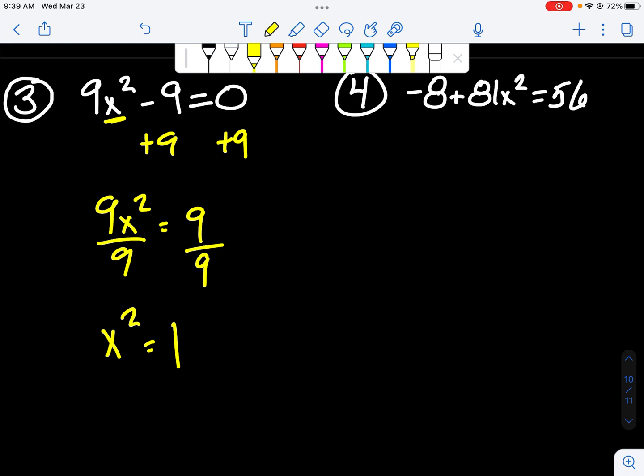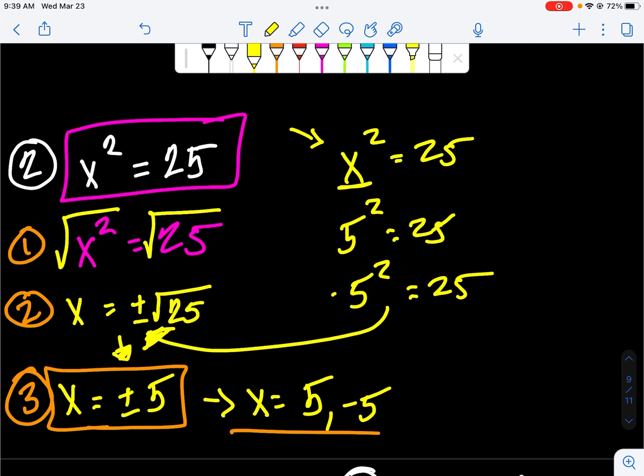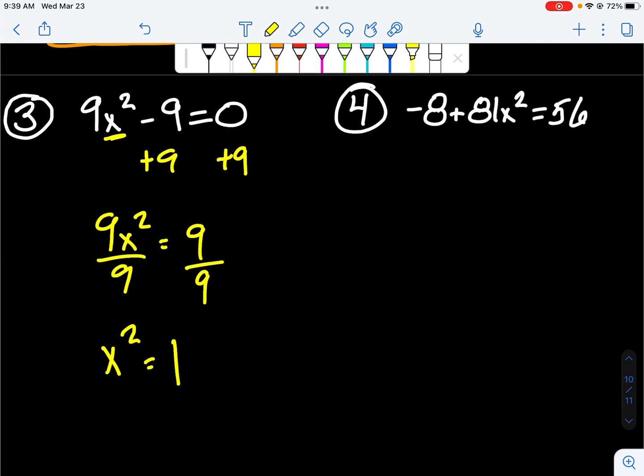Now this is exactly in the form that we saw earlier. x squared equals a number. That's exactly this type of form. So now we would go and square root both sides. And we can't forget our what? Think about it. We can't forget the plus and minus in front of the square root. So the square root of 1 is just 1. So x equals plus or minus 1. Positive 1 and negative 1.